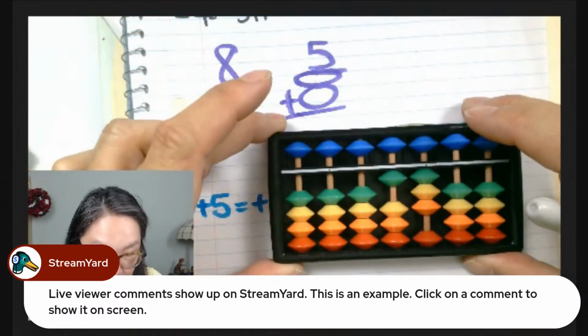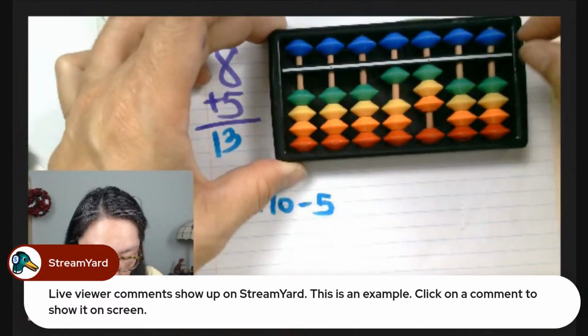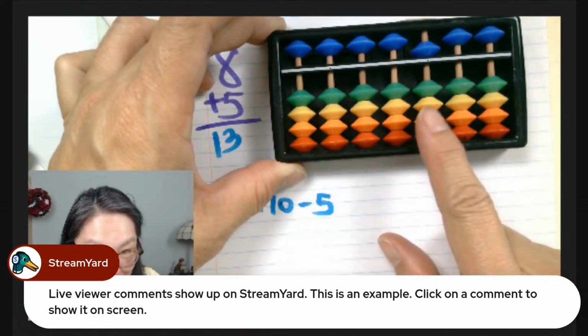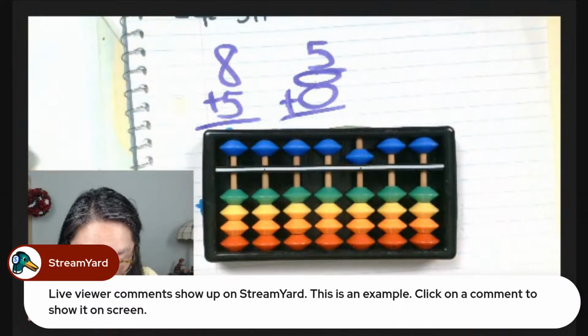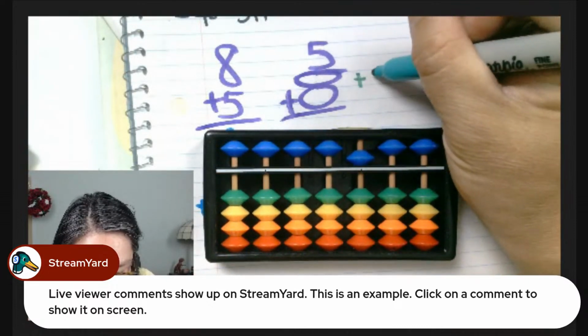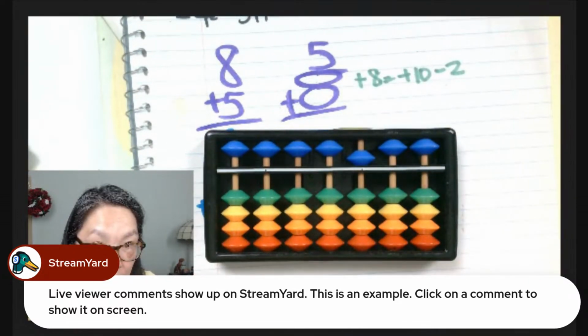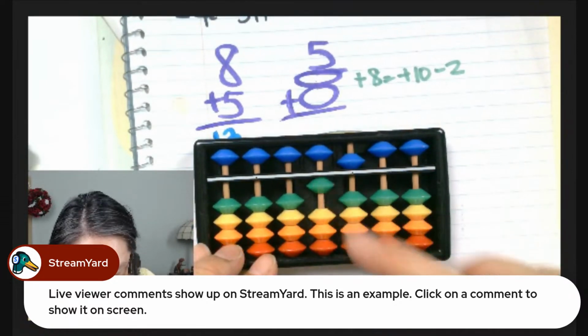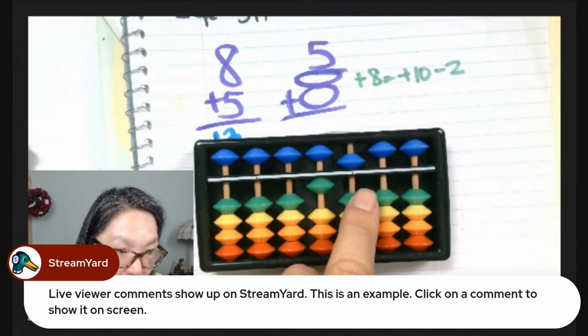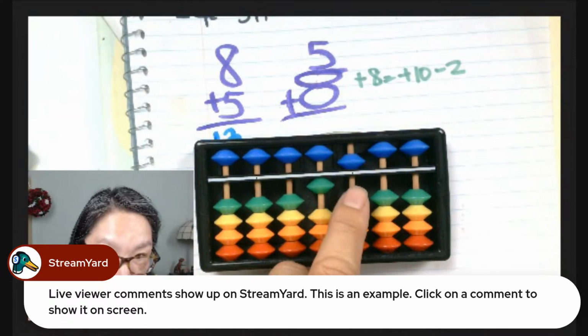Well, now the next one is this: 5 plus 8. So I show you 5. I'm going to add the 8. We know how to add the 8. We know that plus the 8 is equal to plus the 10 minus 2. So let's do it. We plus the 10. Uh-oh. We can't minus the 2.